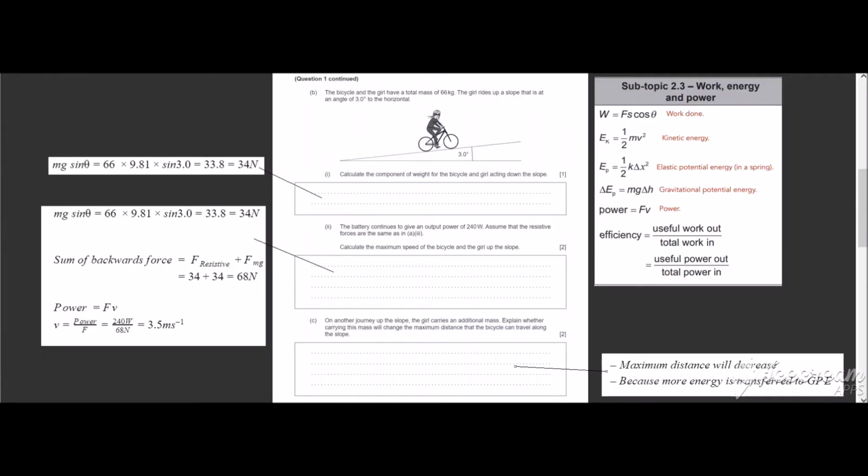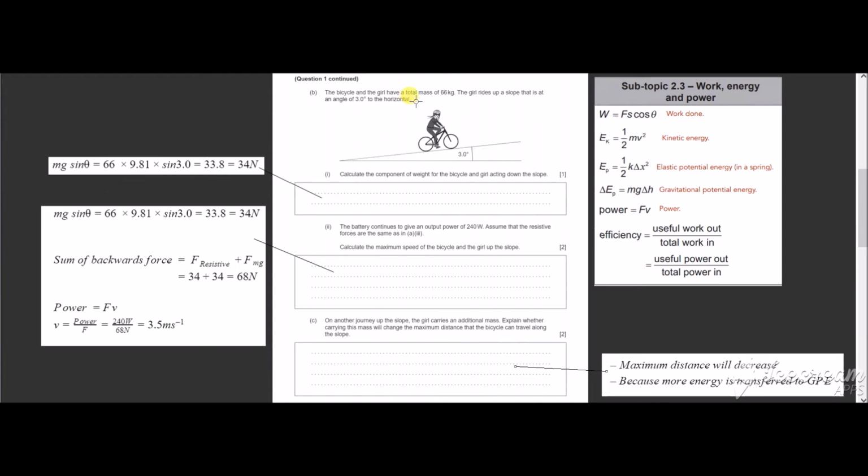So B, the bicycle and the girl have a total mass of 66 kg. The girl rides up a slope that is at an angle of 3.0° to the horizontal. Calculate the component of the weight of the bicycle and the girl acting down the slope. So to calculate the component, you will have to use the formula mg sin θ.